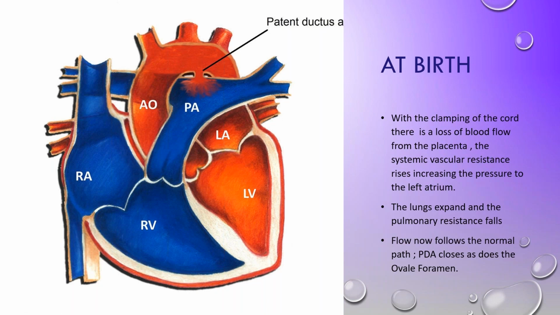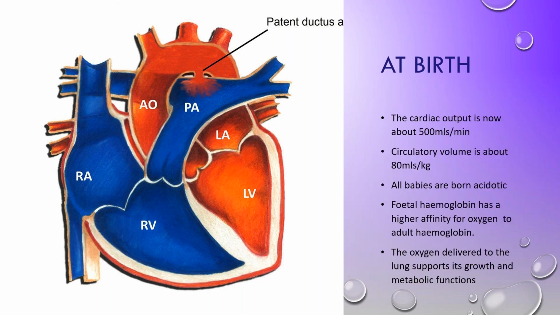The lungs expand and pulmonary resistance falls. Flow now follows the normal path. The PDA as well as the ovale will close. So basically, it's not an immediate closure. The closure is a physiological closure over a period of time. So it's very important that we give the baby that time to transition. And very often I think that we tend to chase numbers and not allow the baby to make the transition.